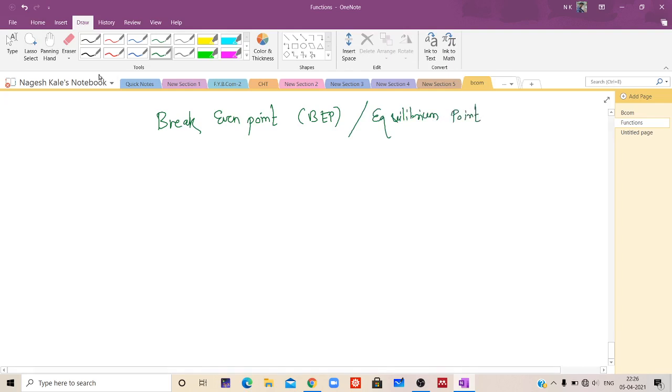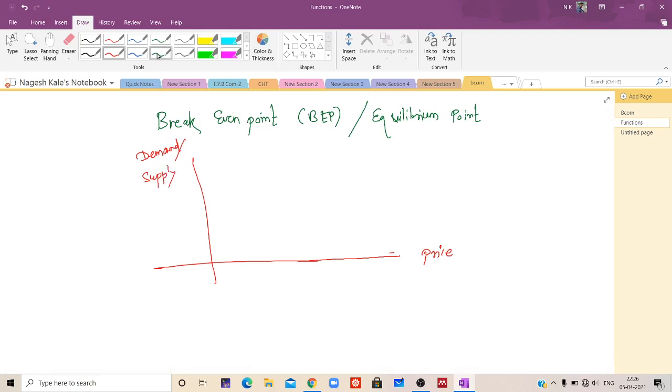Let me explain that idea by using a graph. So this is your graph, right? This is your price on the x-axis, and let us take demand as well as supply and try to combine both curves in one diagram. So first of all, let me draw the demand curve. Price is low, demand is high; price is high, demand is low. So this is your demand curve in green color, right?